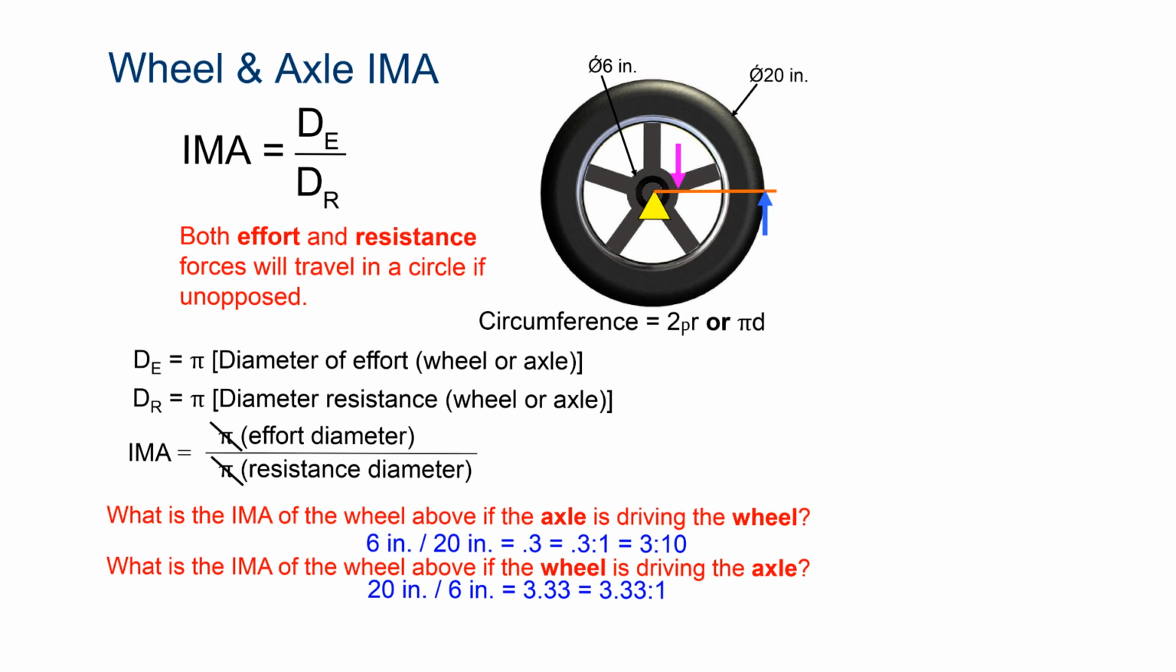So if we do the axle driving the wheel, we're going to have a mechanical advantage of less than 1. So our effort distance is going to be the axle radius or diameter divided by the diameter of the wheel, and we'd get 0.3 in this example. And the IMA, if it's the wheel driving the axle, would be the opposite, so 20 divided by 6, so you get 3.33 as your ideal mechanical advantage.